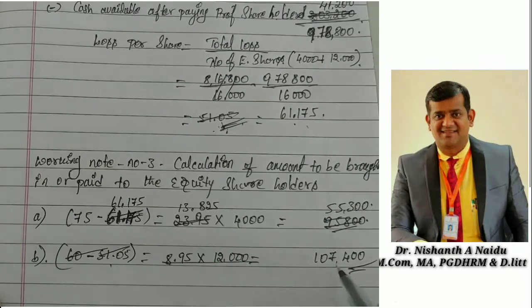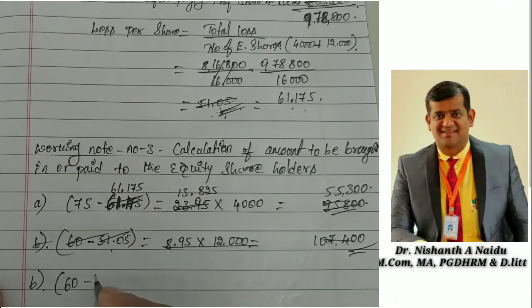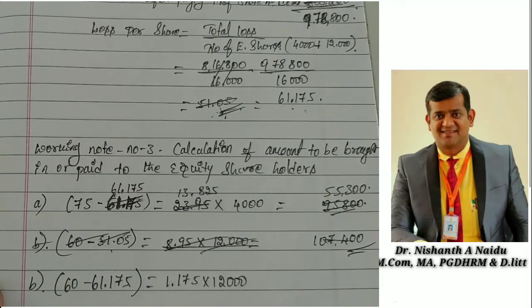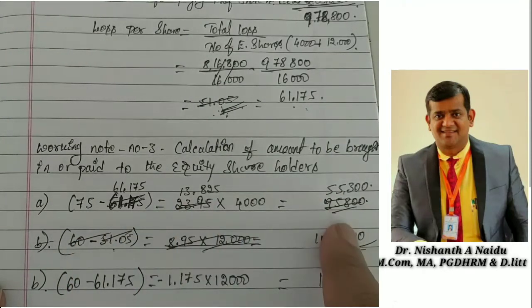I am writing this point B separately. Point B: 60 minus 61.175. If you do that, you get a negative, that is 1.175 into how many shares? 12,000. 1.175 into 12,000 comes to 14,100. When this result is negative, it will be shown on the debit side. The positive result is shown on the credit side.